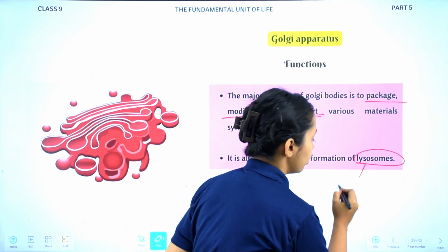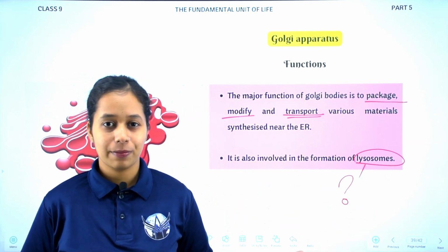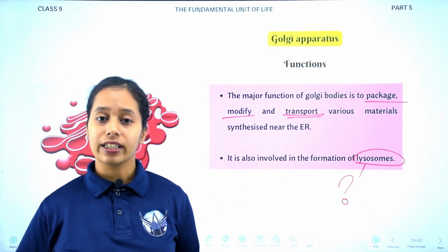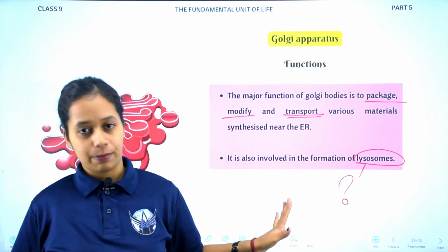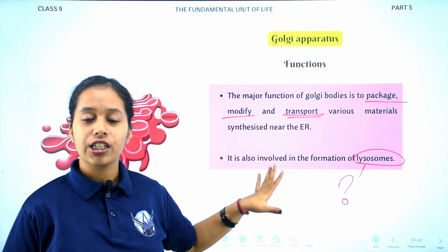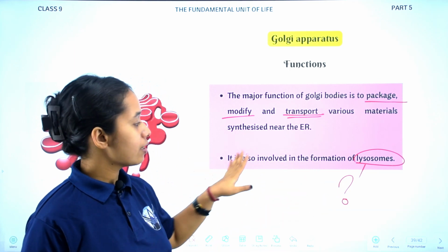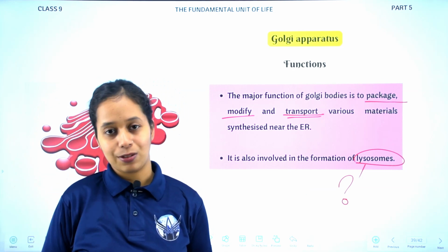Now this is a new word. What is lysosomes? Lysosome is a cell organelle, and we will discuss lysosome just after Golgi apparatus. Once we finish Golgi apparatus, we will start our lysosome. So it is also involved in the formation of another cell organelle whose name is lysosomes.